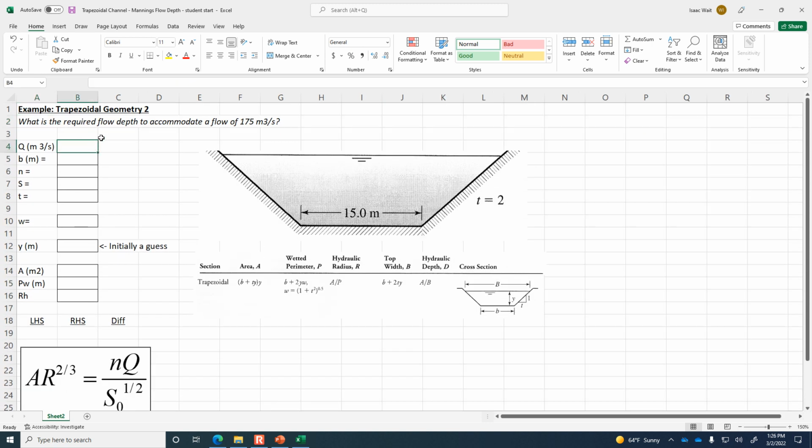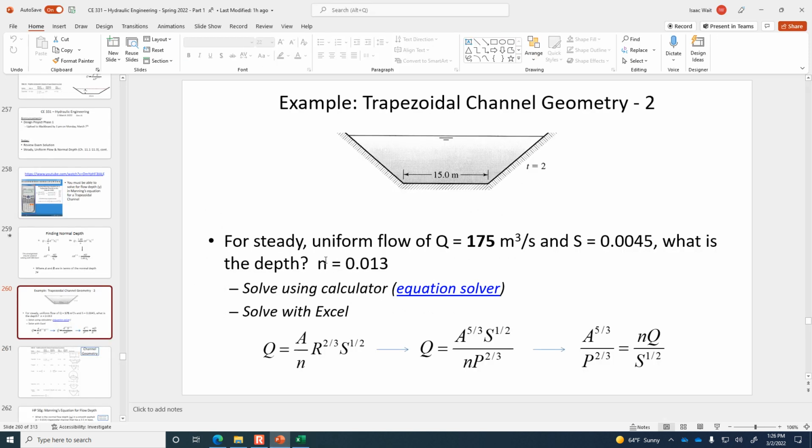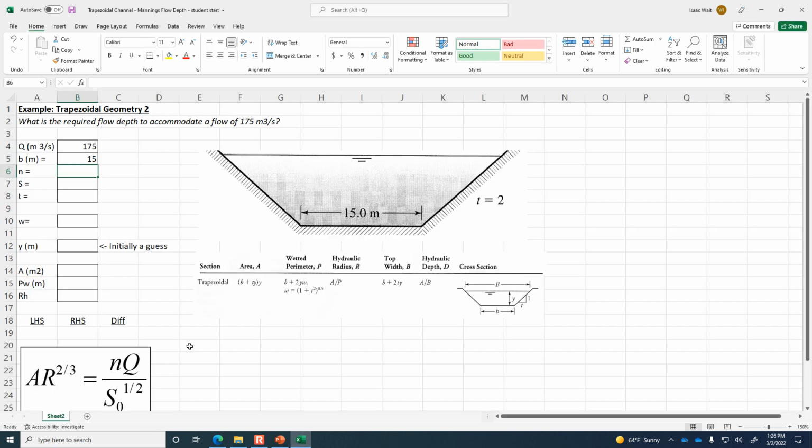Okay, obviously Q here is 175. Lowercase b means the bottom width of the channel. So we can see that it's 15 meters of width on the bottom of the channel. The n value is the roughness, which is determined by what the channel is paved with. Here, the 0.013, that's a typical n value for concrete.